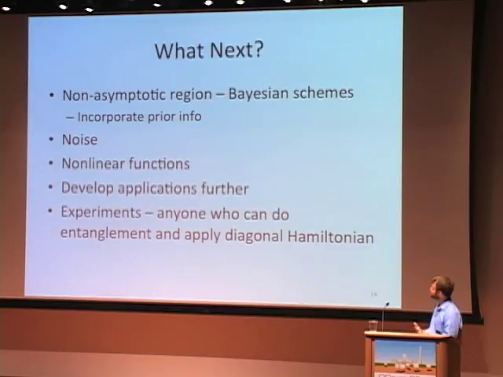So what's next for us, we would like to extend into the non-asymptotic region, which requires moving to these Bayesian schemes that can incorporate prior knowledge. We'd like to work on what happens when there's noise on the system. Are there ways to calculate more complicated functions? As I said, I think that these linear combinations are interesting and important, but there are other functions out there. You may have heard of them. And continue developing maybe the applications. And we'd really like to talk to experimentalists, because it does seem to us that if you can do entanglement between two qubits and apply diagonal disorder on them, you could take this measurement and tell us whether or not you're actually getting this kind of improvement.